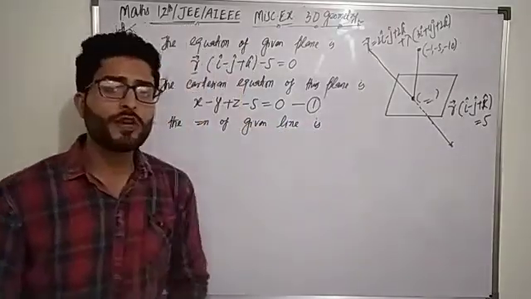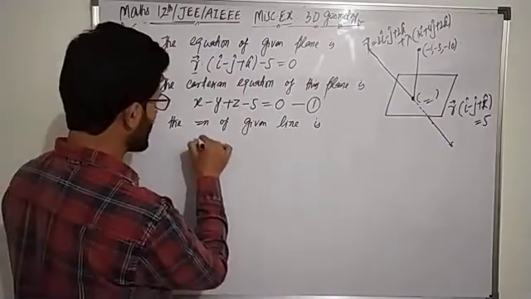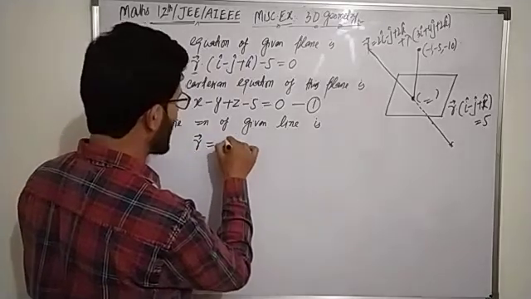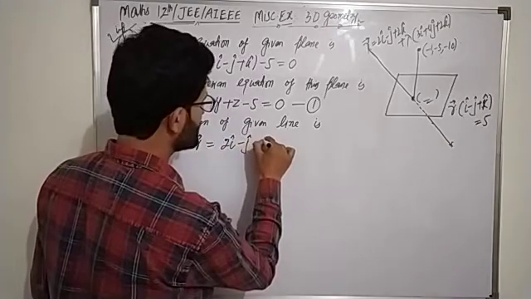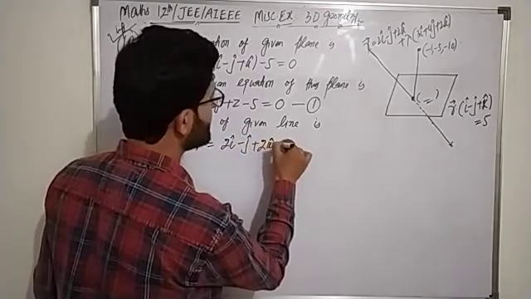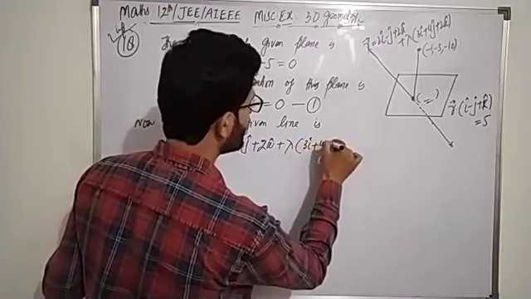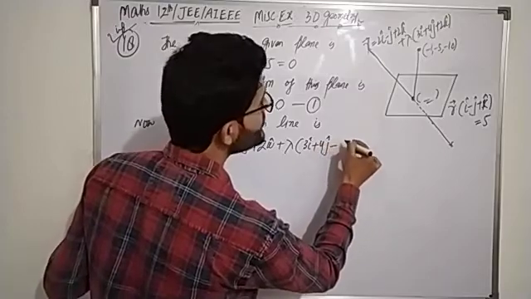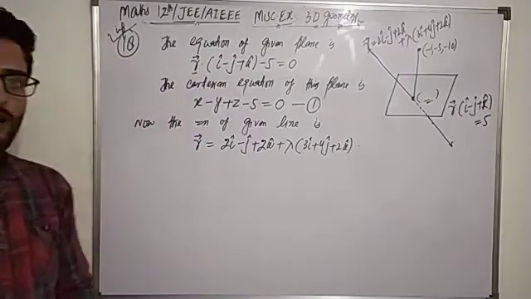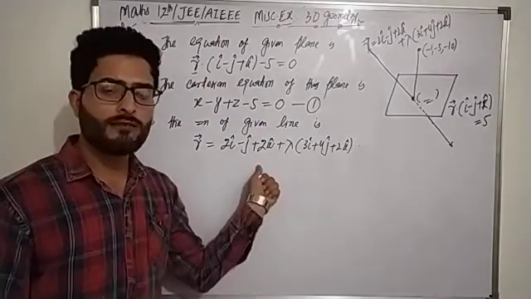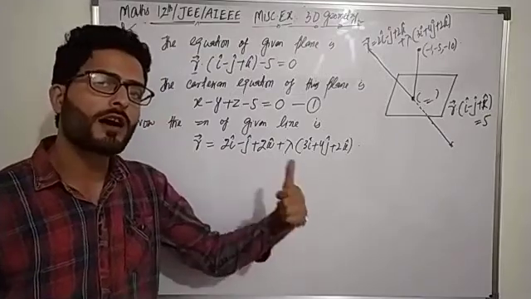What is the equation of given line? Yes, given line की equation क्या है? r vector is equal to 2i minus j plus 2k plus lambda times 3i plus 4j plus 2k. But that equation is actually the vector equation of the line, and we are going to transform that vector equation into the Cartesian equation.